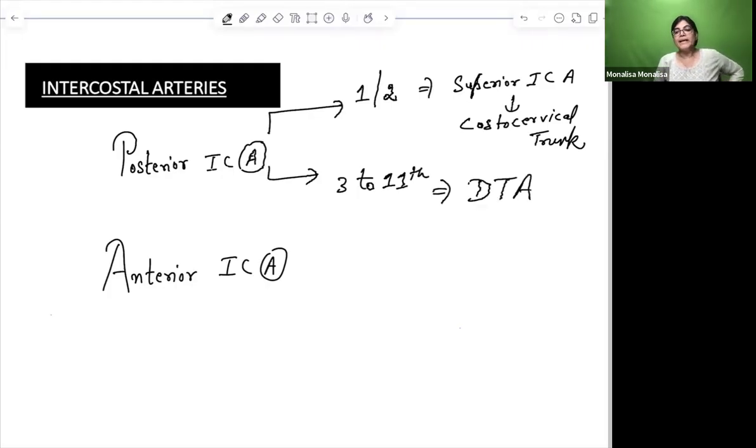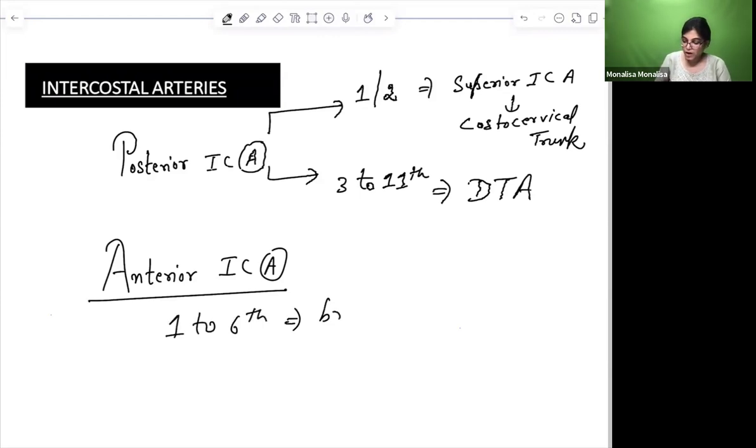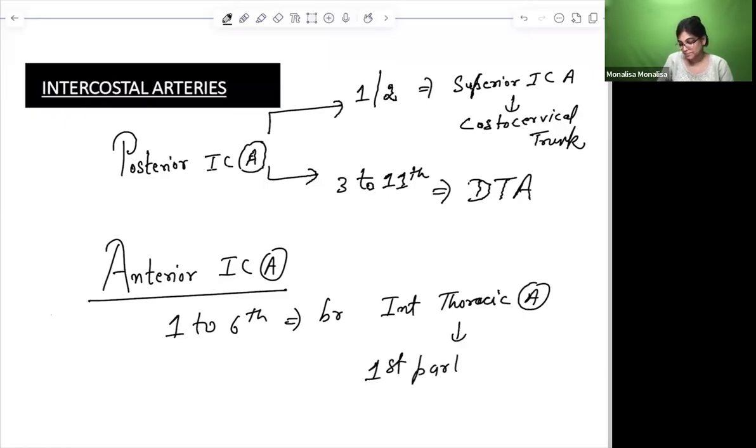What do you mean by DTA? Descending thoracic aorta. Anterior intercostal arteries are only present in 9 spaces. First to 6th are directly branches of the internal thoracic artery, and the internal thoracic artery is a branch of the first part of the subclavian artery.